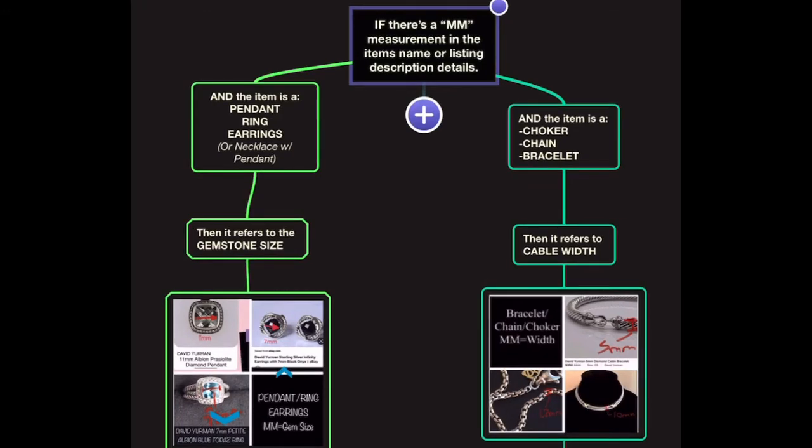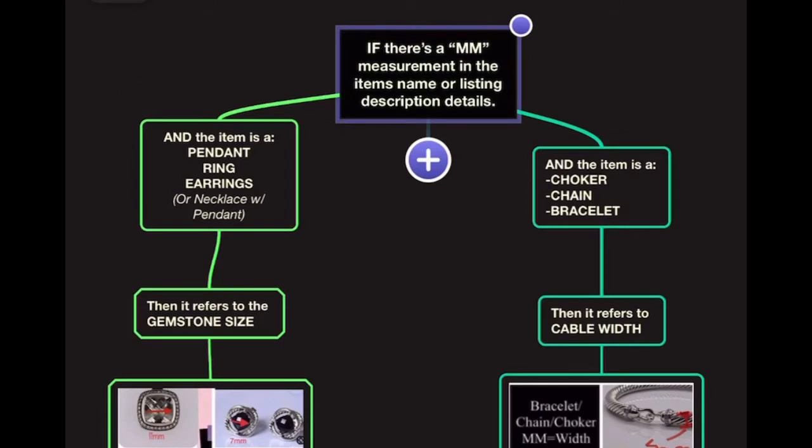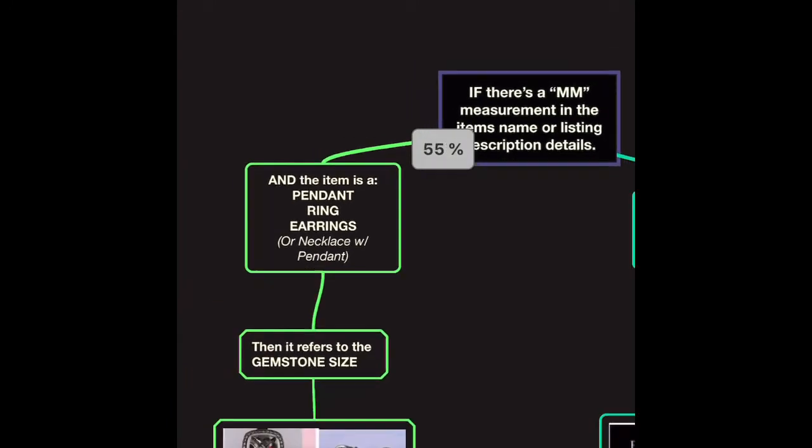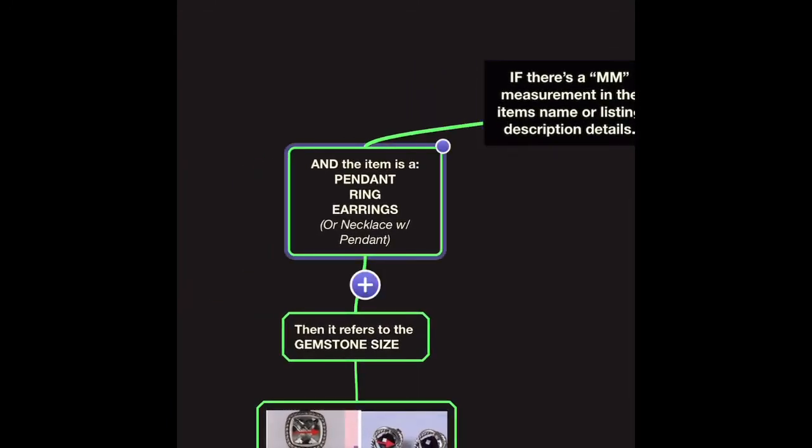If you're still having difficulty understanding when a millimeter measurement in either the item's name or the listing description details is applied to either the width or the gemstone size, then I think this flowchart can help you. It says at the top, if there's a millimeter measurement in the item's name or listing description details, and then if we follow the left branch, it says, and the item is a pendant, ring, or earrings, or necklace with a pendant, same thing as a pendant, then the millimeter measurement refers to gemstone size.